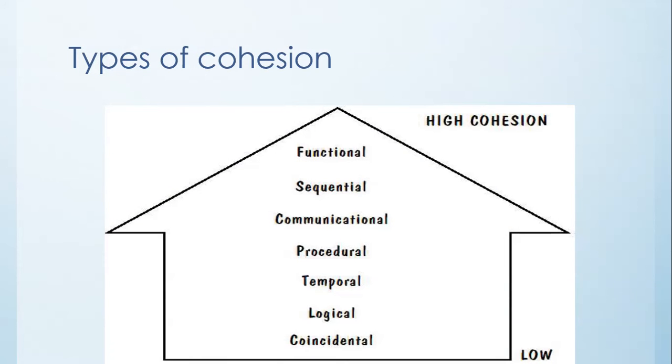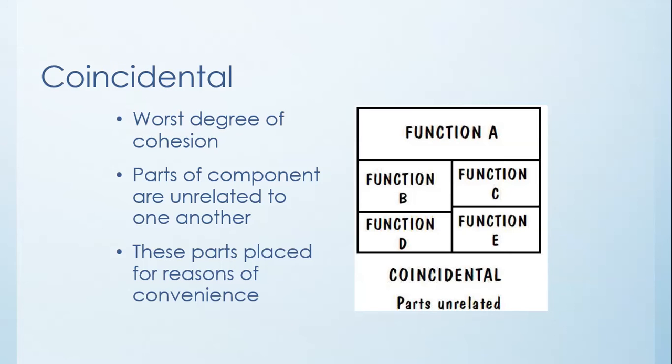So here's the spectrum between a highly cohesive component and one with low cohesion. Now, cohesion, on the other hand, you want high cohesion. High cohesion is good. Low cohesion is bad. So I'm going to start from the bottom of this arrow and work my way upward from low and undesirable types of cohesion to something that's more desirable.